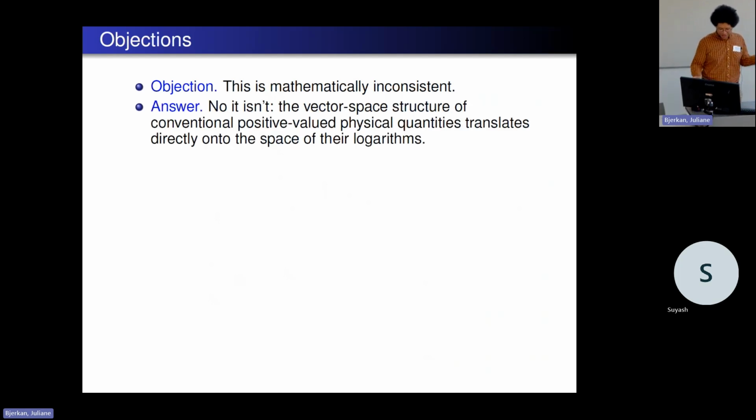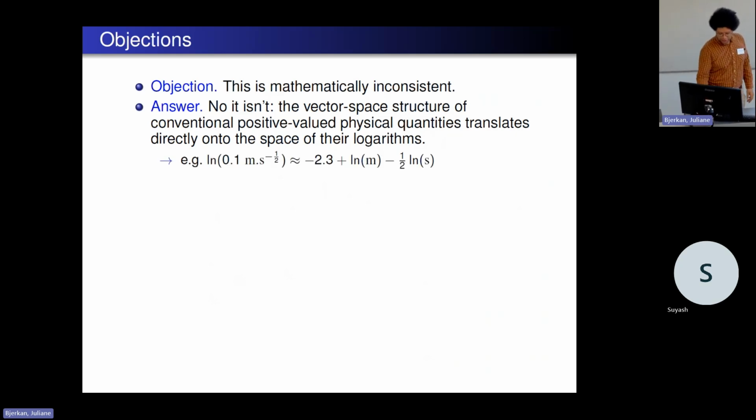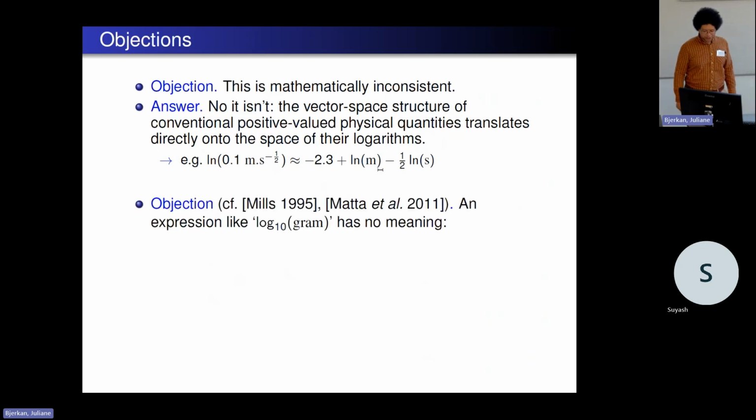The vector space structure of the conventional positive valued quantities that I presented earlier translates directly onto the space of their logarithms because of the vector space structure. So for example, the log of this diffusion coefficient, you can break it up into its fundamental units using addition and subtraction. Next objection: an expression like log base 10 of a gram has no meaning.